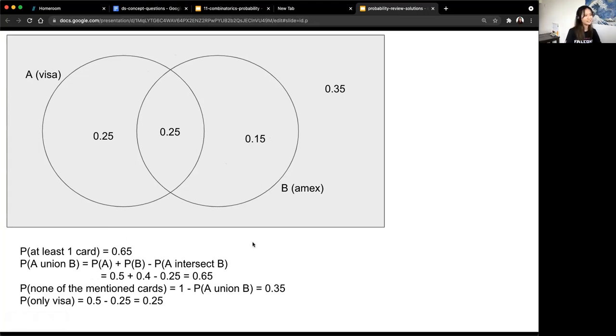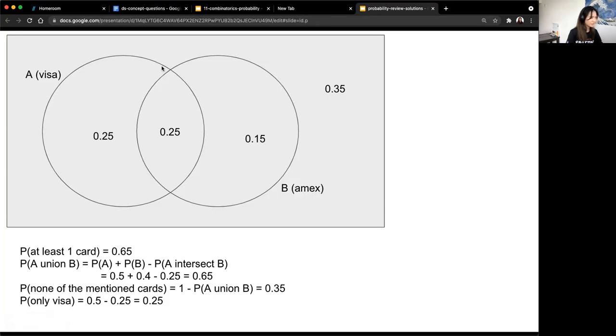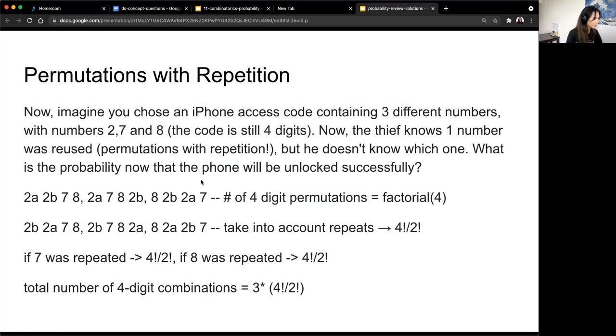Within that question, there are 4 sub-questions. The probability that someone has at least 1 credit card, which you can see here, is just the sum of these 2 bubbles here. That one doesn't have the complement in it.